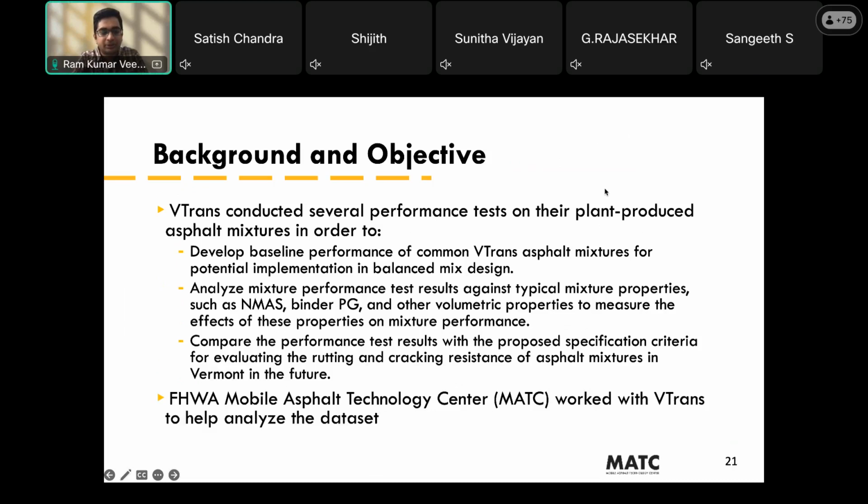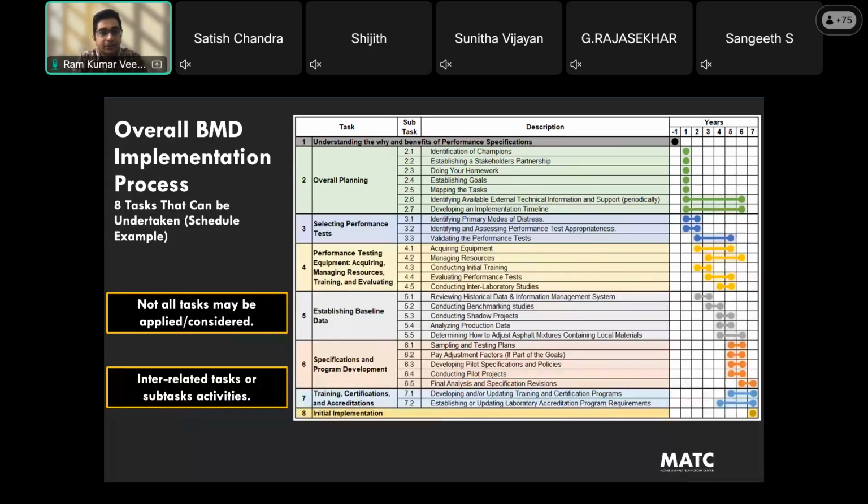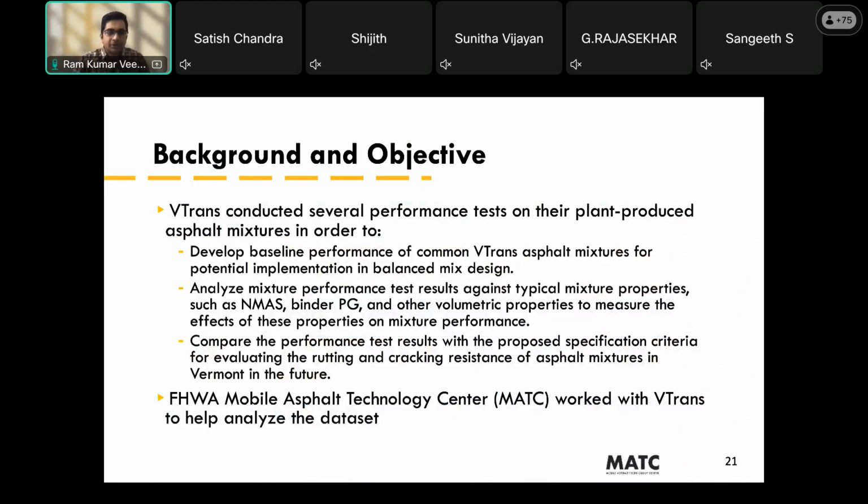So for this study, VTrans conducted several performance tests on their plant-produced asphalt mixtures. All the performance testing was done on plant-produced acceptance samples collected by VTrans. What they did was reheat a sample to fabricate the specimens for volumetrics and BMD testing without any additional laboratory aging.